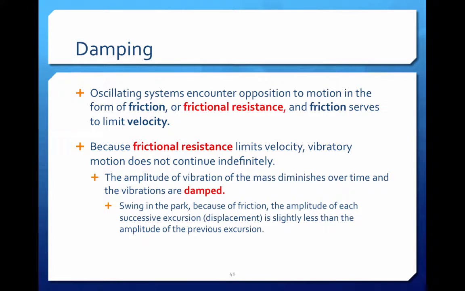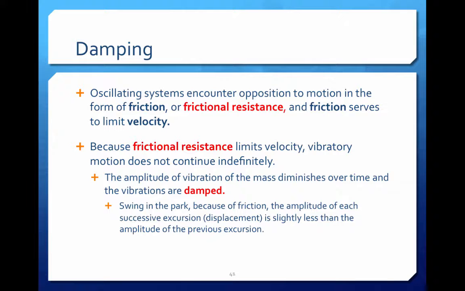Damping. Oscillating systems encounter opposition to motion in the form of friction or frictional resistance, and friction serves to limit velocity. Because of frictional resistance, vibratory motion does not continue indefinitely. The amplitude of vibration of the mass diminishes over time, and the vibrations are damped.